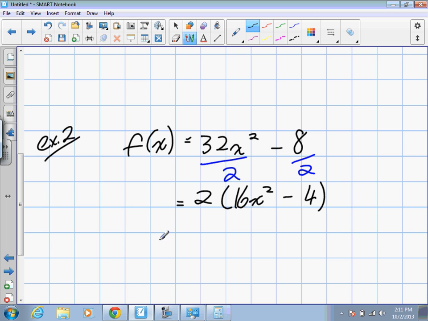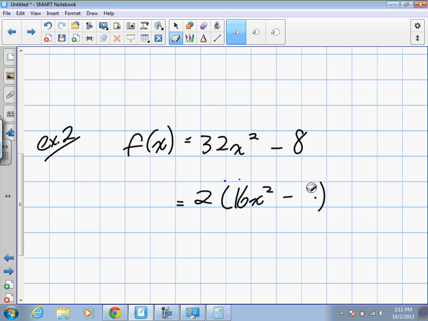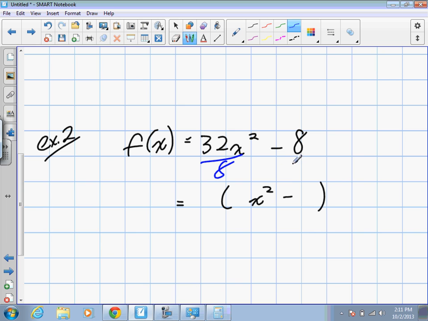What could I have taken out as a common factor? Even higher number. 8. Okay. And it's okay if we did it that way. We'd have eventually got to where we needed to go. But I want us to go the right way. So let's take 8 out. We take 8 out. That gives us what? That gives you 4x squared, and that gives you 1. Great. So this is now a difference of squares.